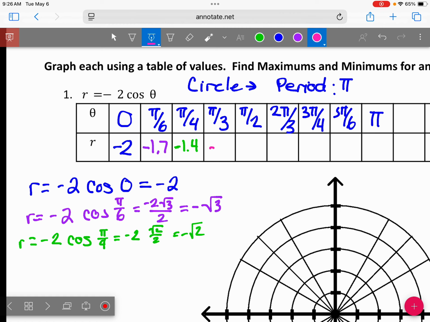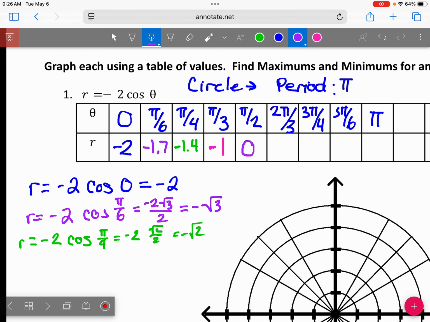Because cosine of pi over 3 is 1/2. So when we have our 1/2 times -2, we get -1. And then we're going to keep going. We're going to fill in this table, continuing and doing the same thing. -2 cosine of pi over 2. Well, cosine of pi over 2 is 0, so that makes things easy. That's 0.